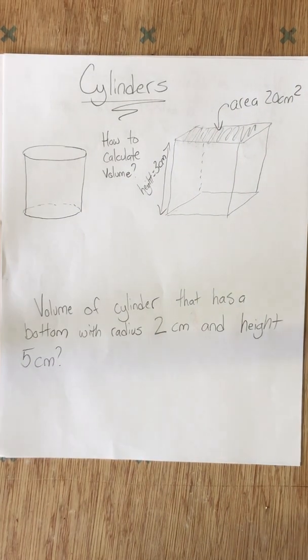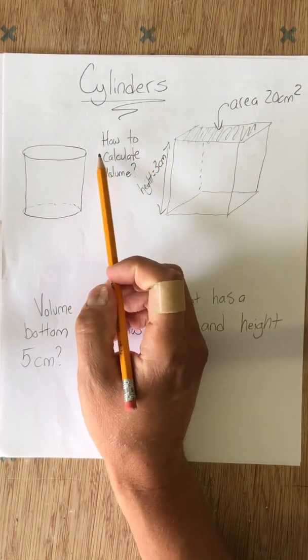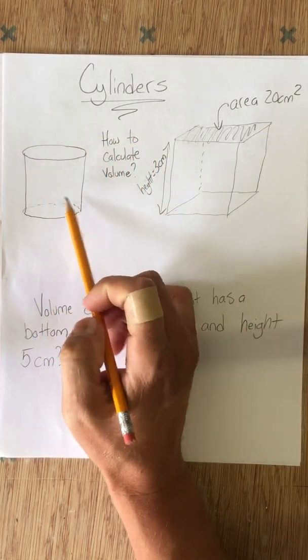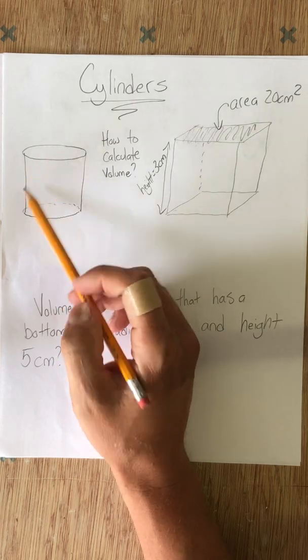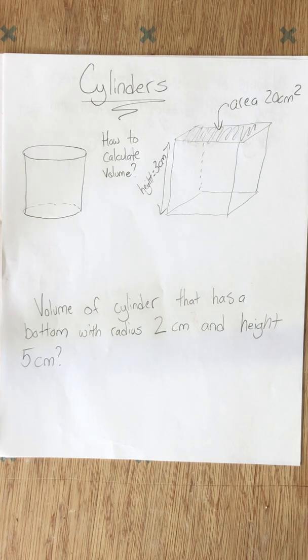Good morning, guys. So today for math, we are learning about cylinders. What cylinders are, they're things that are circles on the top and bottom. And we're going to be looking at how much volume those things occupy. So it could be a thing like a can of Coke is a cylinder. It's a circle on the top, circle on the bottom.